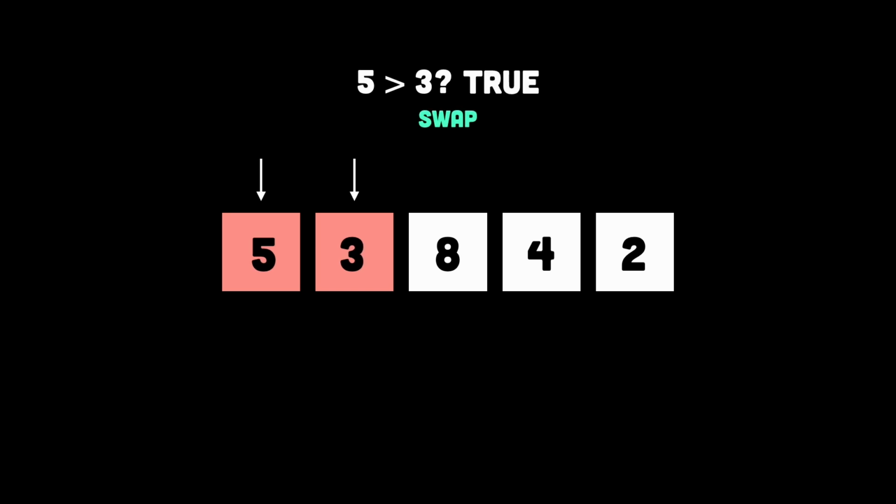You can think of bubbles in water. The largest numbers slowly bubble up to the top, or in our case, to the end of the list. Here's how it works step by step. You start with the first two numbers, which is 5 and 3 in this case. Since 5 is greater than 3, you swap them. And now the list is 3, 5, 8, 4, and 2.